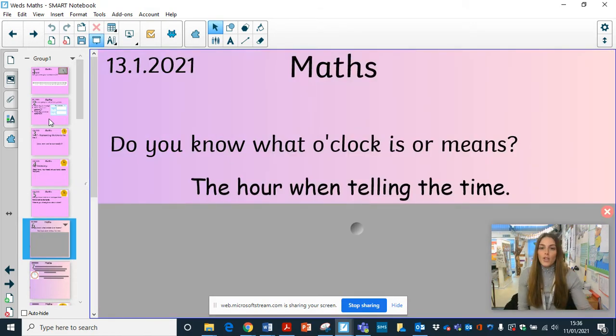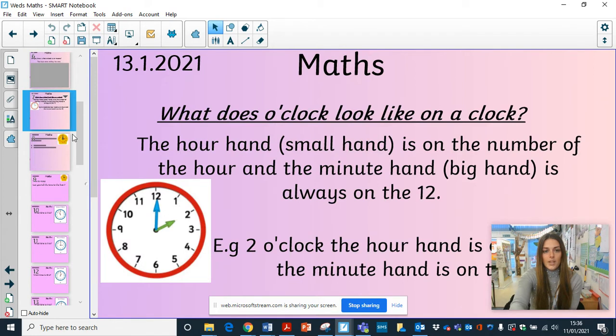Do you know what o'clock is or means? It says here, the hour when telling the time. So it's just recapping again from yesterday's learning. What does o'clock look like on a clock?